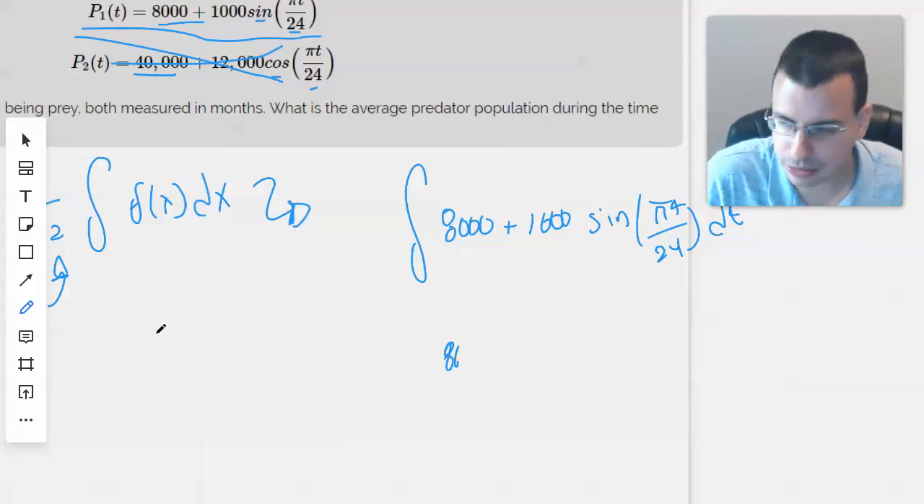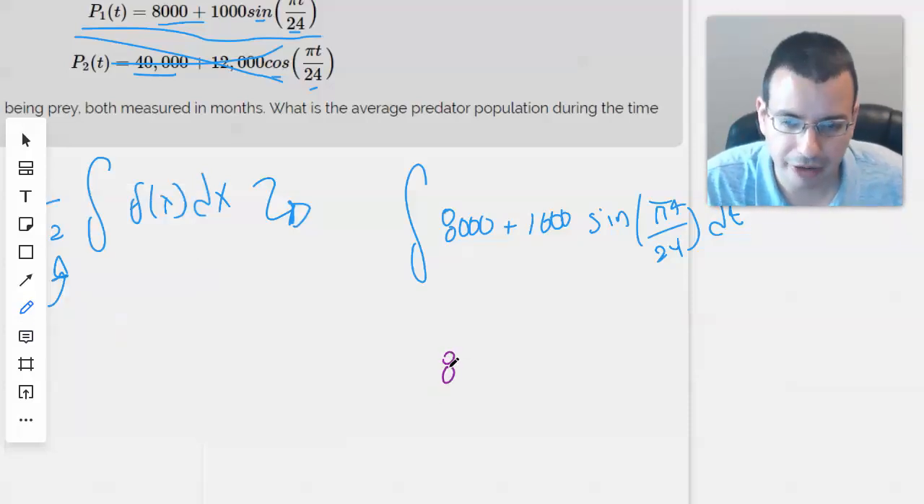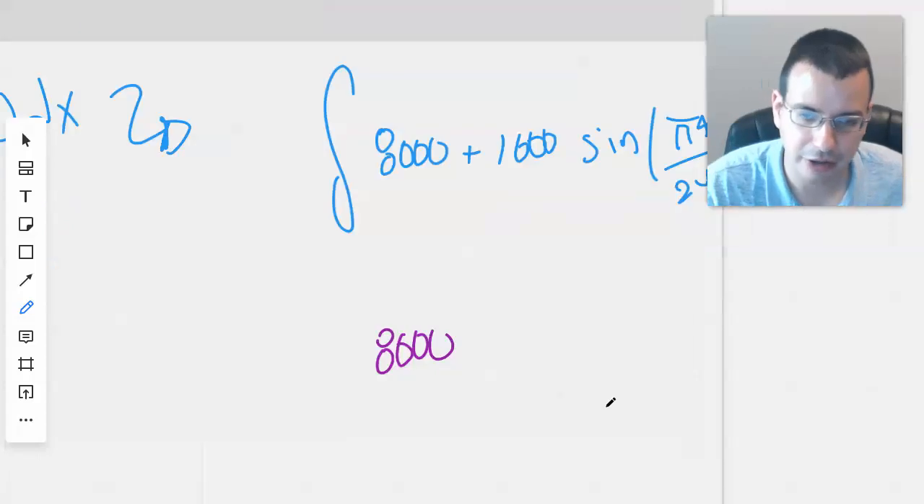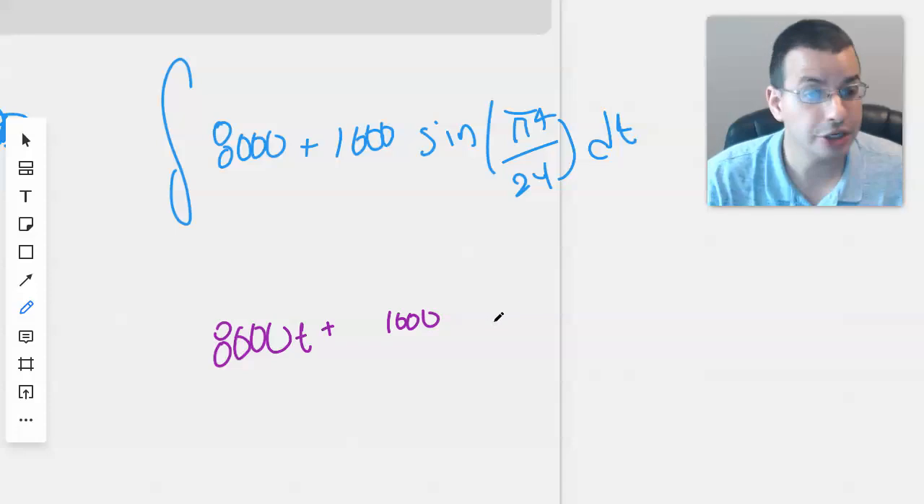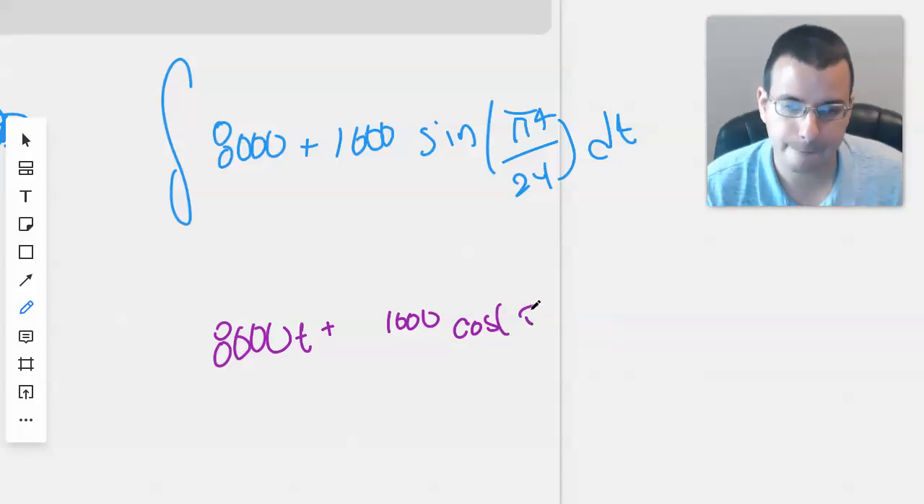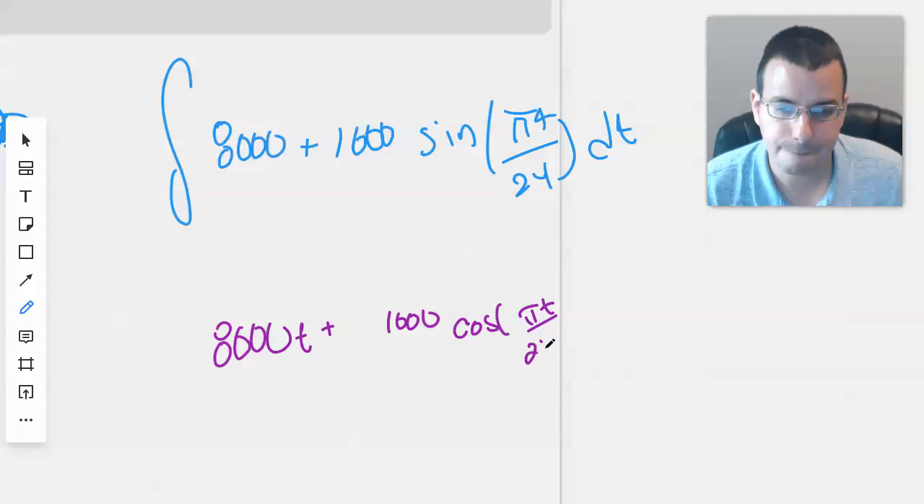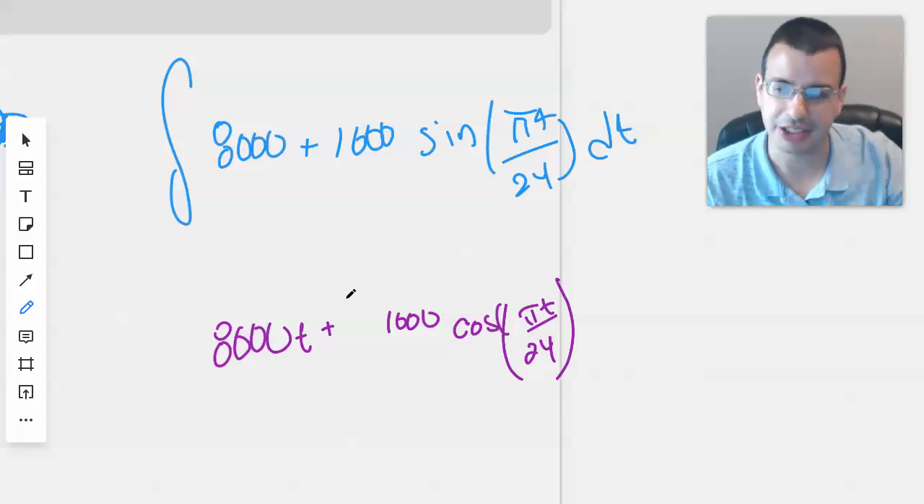I need to switch to purple. I'm pretty sure that the color is why my handwriting is so bad. Definitely the color. So we have 8,000 t plus 1,000, and the integral of sine is negative cosine. So we're going to have, yes.